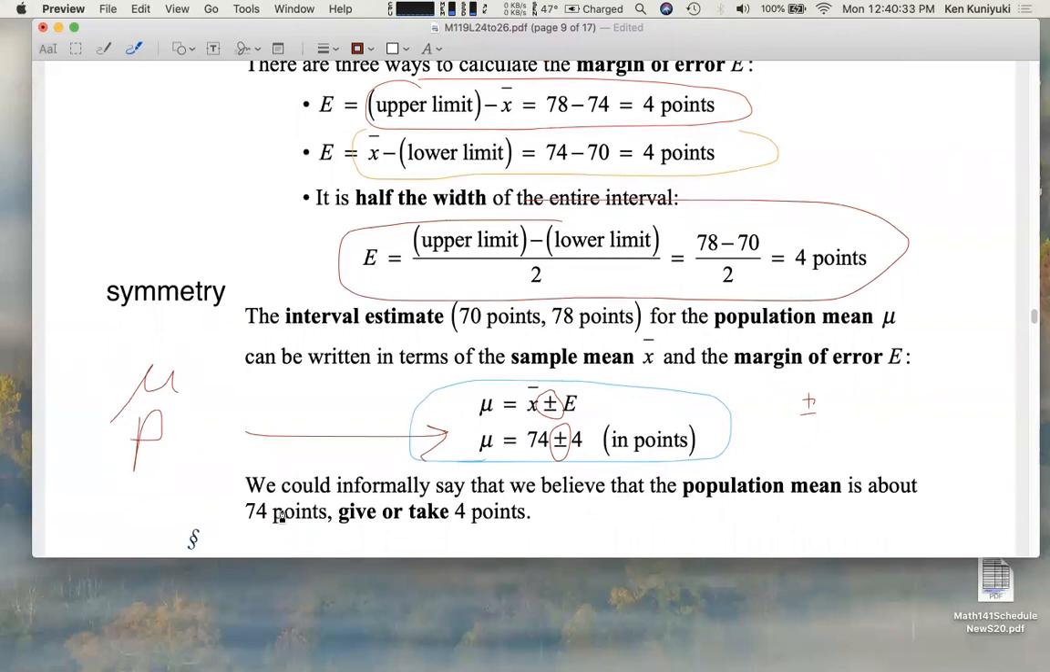Next, we're going to talk about why these interval estimates are often called confidence intervals, and that's next time.